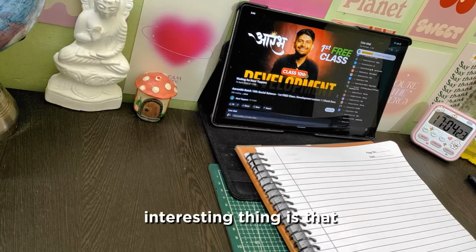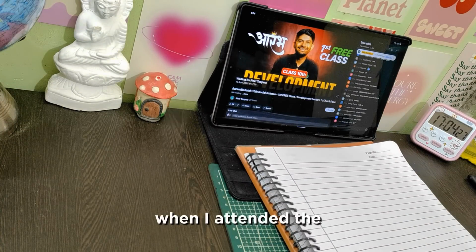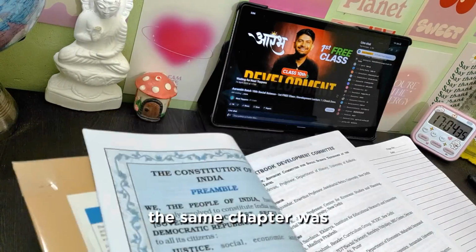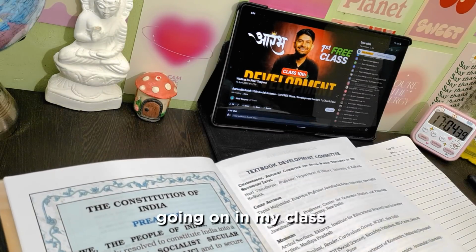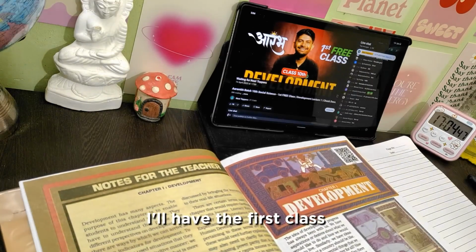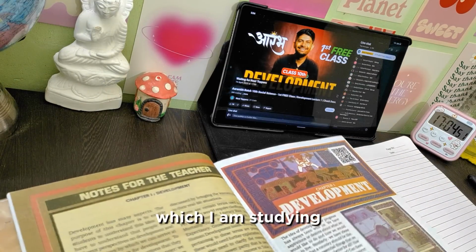Also, one more interesting thing is that when I attended the first class of the Aarambh batch, of the chapter Development, the same chapter was going on in my class. So I was a bit happy that I'd have the first class of the chapter which I am studying in my class.